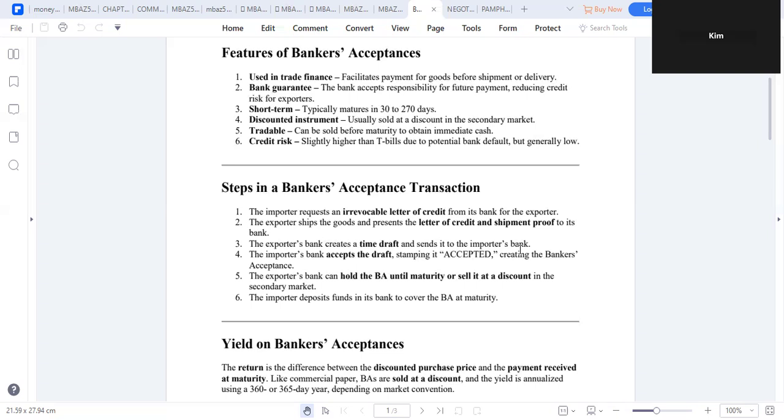Then the importer's bank will accept this time draft and will stamp it as accepted, creating the bank's acceptance. And so, number five, the exporter's bank will hold a BA until maturity or sell it at a discount in the secondary market. The importer finally will deposit funds in its bank to cover the banker's acceptance at maturity. So this is the procedure of the transaction.